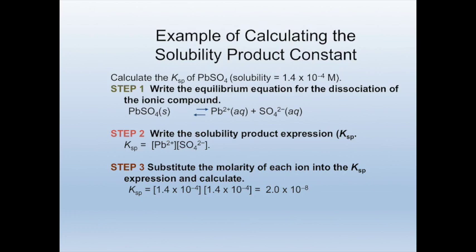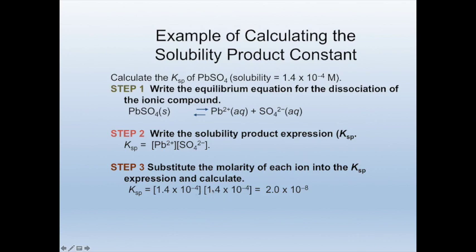So calculating the solubility product constant for lead sulfate, which has a solubility of 1.4 times 10 to the minus 4 molar. You write the equilibrium equation for the dissociation. So in this case, it's lead sulfate solid going to lead ions and sulfate ions. Solubility product is then the concentration of lead times the concentration of sulfate. Then we can calculate our KSP value by multiplying those two given concentrations by each other.